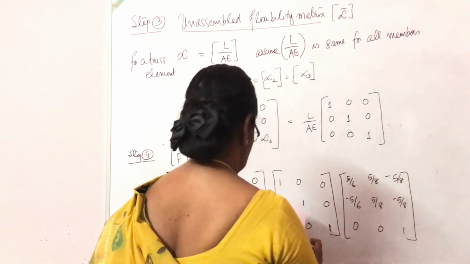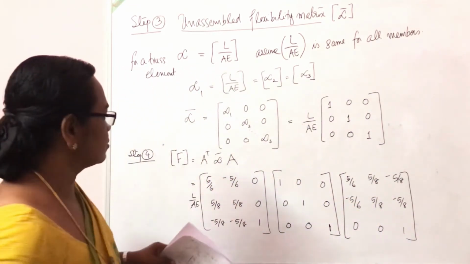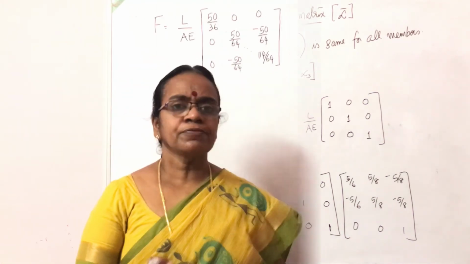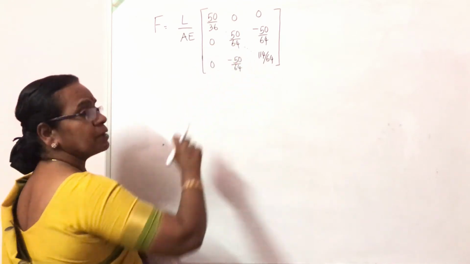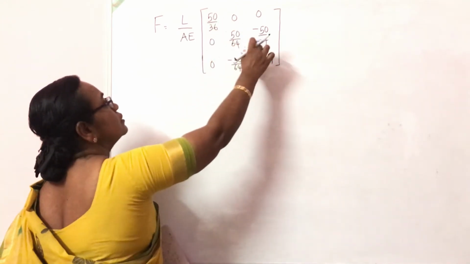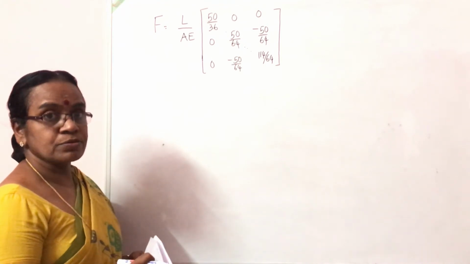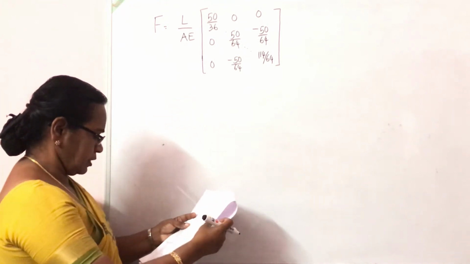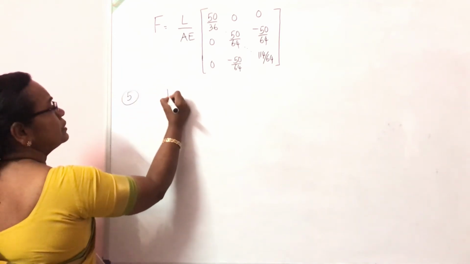After this multiplication, we will get the flexibility matrix, a 3 by 3 matrix. You can see it is a symmetric matrix, and diagonal elements are always positive. So next is step 5, the flexibility equation.